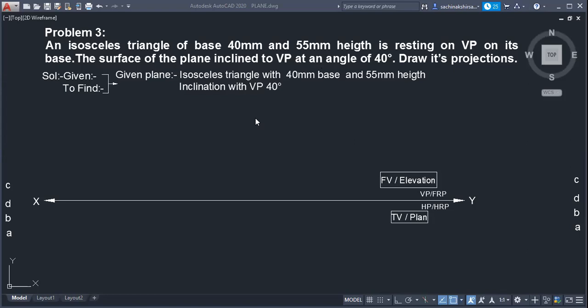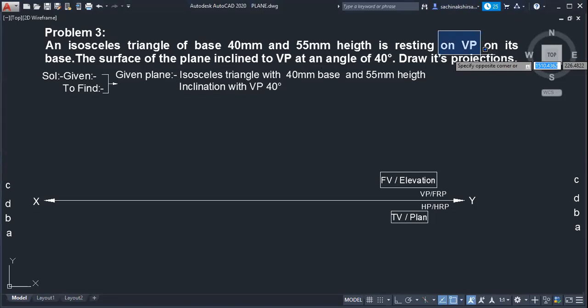The most important question while reading the problem: where is the plane? In HP, or on VP? It is on VP. This word is most important. Either it will be said on VP or in VP. On or in, either one word will be used. So it is on VP.